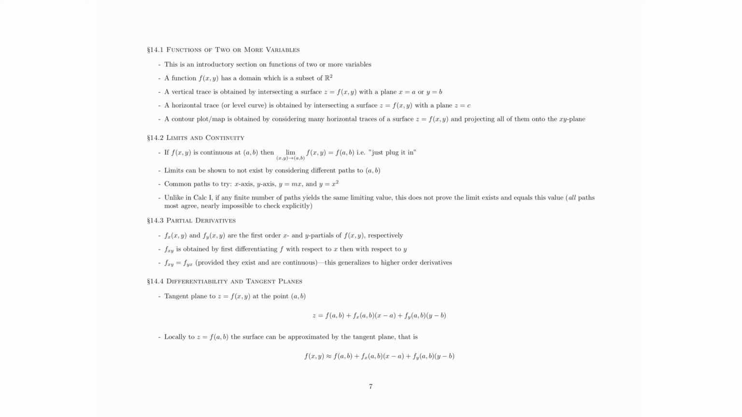Clairaut's theorem, right here, says that if you differentiate with respect to x first, then with respect to y, you will get the same thing as if you first differentiate with respect to y, then with respect to x. So the order of differentiation here doesn't matter, and this extends to higher order derivatives. So if you have a function of three variables, you could say f x x y z is the same thing as f z y x x. Any reordering, any permutation will still result in the same thing.